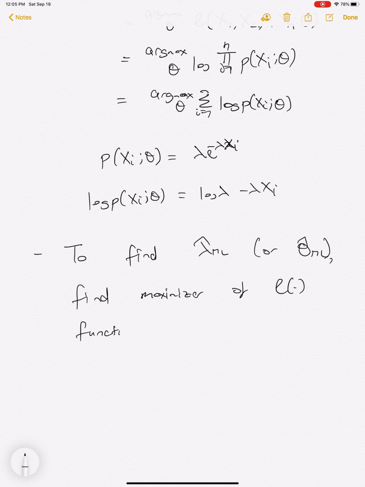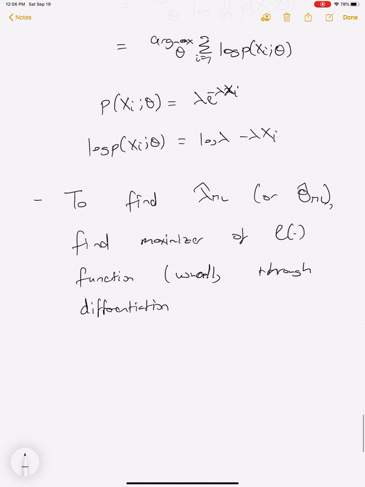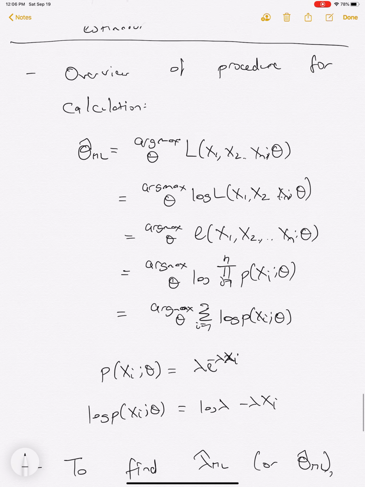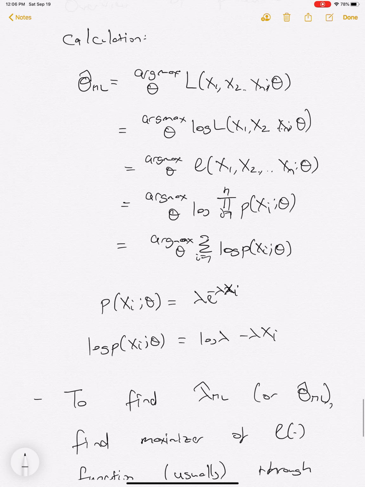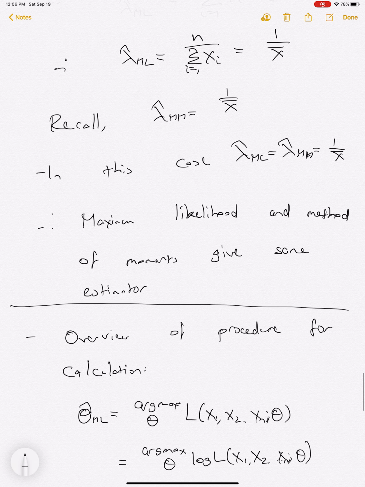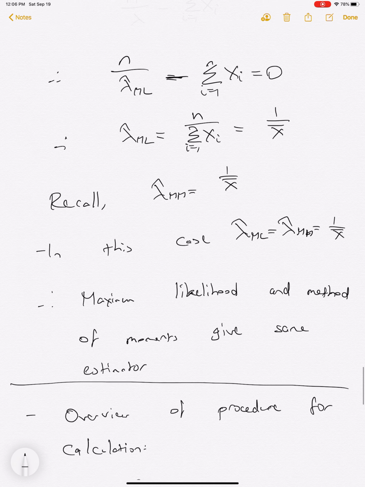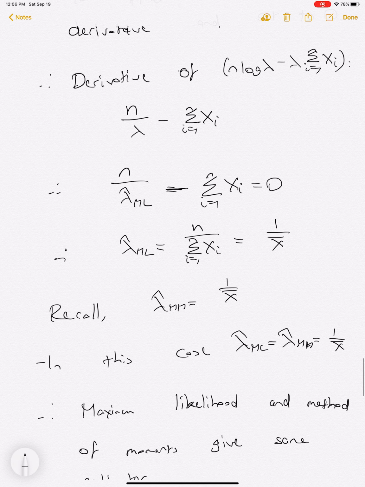So we want to find the maximizer of the L function, through differentiation. It's usually through differentiation. So in most examples you see, the way you're going to do it is just take the derivative and set it to zero. But there are going to be some examples where you're not going to do that. And some of you may be looking at me and saying, well, just because the derivative is zero, how do you know it's a maximizer? And that's a very good question.